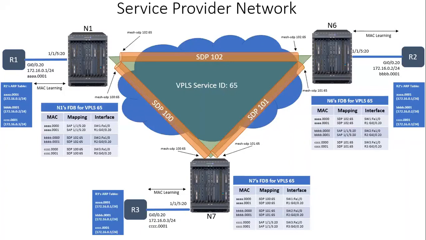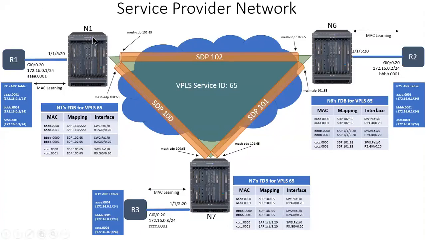So the main attribute of VPLS, as we discussed earlier, is that it turns the service provider into a virtual switch for the subscriber. The way it does this is each provider edge router that the CPE is stubbed off of is going to learn the MAC addresses for the local customer premises equipment. And it's also going to learn the MAC addresses through the targeted LDP sessions for the remote customer premises equipment.